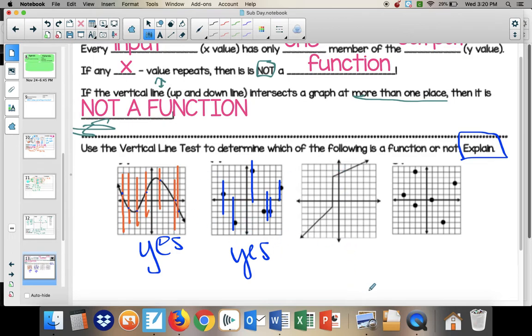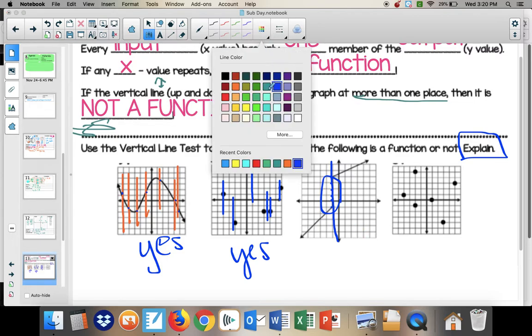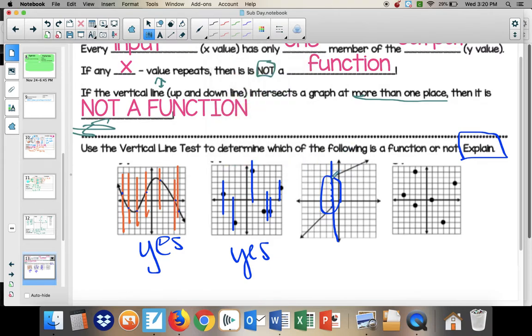But look at this one. I don't have to do all these lines. I only have to do one line. Look at how it repeats through all of that. I mean, if I just look at the single points, I have 1, 2, 3, 4, 5, 6. So I have 6. Let's do a different color. So 1, 2, 3, 4, 5, 6, just in that area. So because of that, this is not a function.